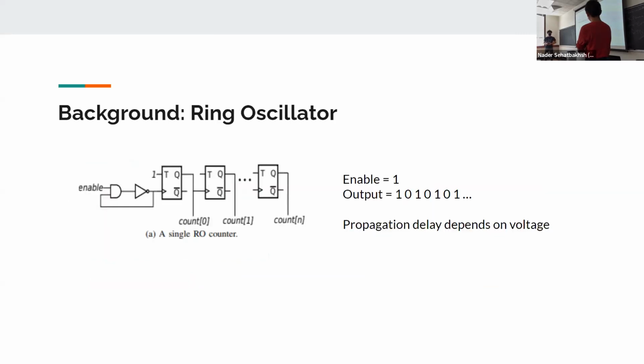Another important element is the ring oscillator circuit. The one on the left is the ring oscillator, and the ring counter is a counter. A ring oscillator has two inputs, one is enable and one is feeding back from the output. When the enable is high, the output will oscillate between 1 and 0, and the time between every two digits depends on the propagation delays of the gates. And the propagation delay also depends on the input voltage, which is a characteristic of MOSFET.